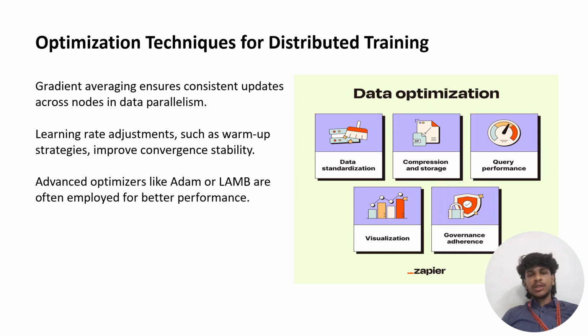Then optimization techniques for distributed training. Gradient averaging ensures consistent updates across nodes in data parallelism. Learning rate adjustments such as warm-up strategies improve convergence stability. Advanced optimizers like Adam or LAMB are often employed for better performance.